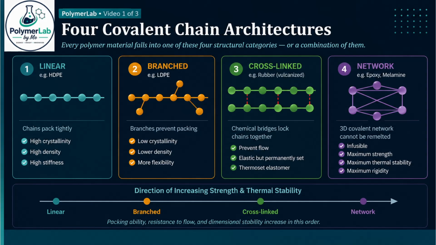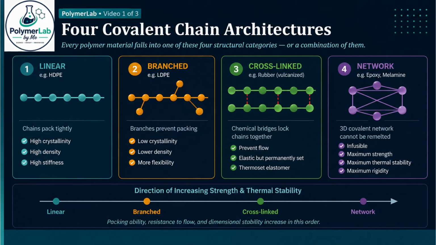Linear chains are straight, no branches, like HDPE. The chains can pack tightly alongside each other, forming ordered crystal regions: high crystallinity, high density, high stiffness. Branched chains have side chains extending from the main backbone, like LDPE. Those branches physically prevent the chain from packing tightly, so lower crystallinity, lower density, much more flexible.